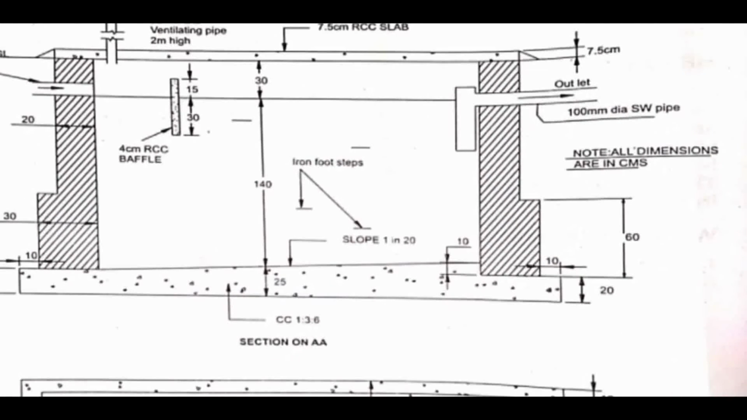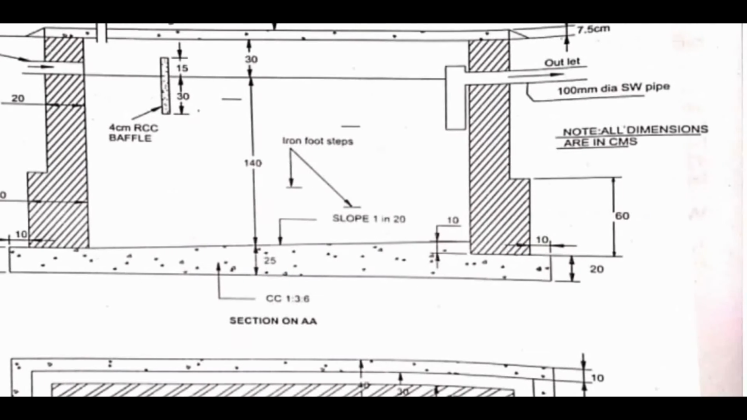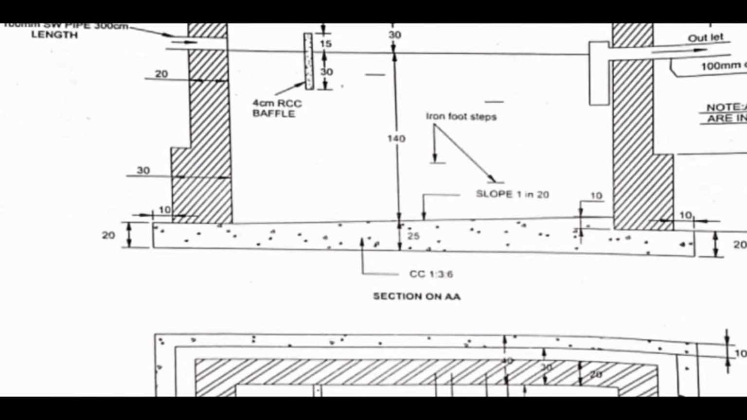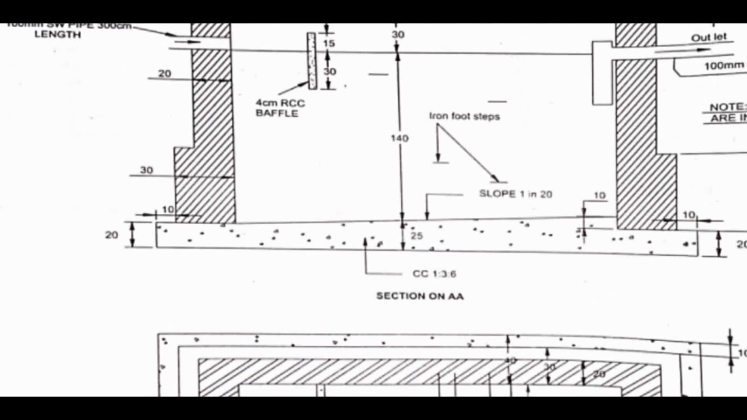You can see here they have given a depth of 10. One side it is 10 and another side is 0, that is sloping, 0 to 10. So how to take the depth? We have to consider the average. That means 10 plus 0 divided by 2 will be your depth. 10 plus 0 is 10, divided by 2 is 5. 5 centimeter will be your depth.